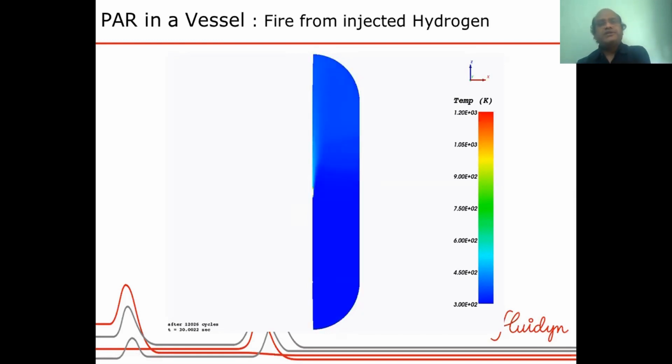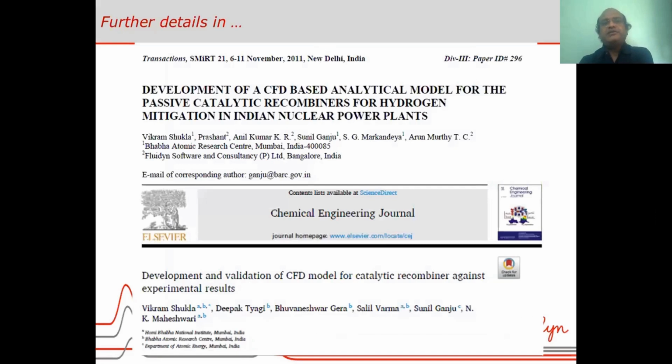We can see the details of this in these 2 publications by scientists from BARC, on the development and the validation of a CFD model for catalytic recombiner against experimental results. These are available in the public domain.